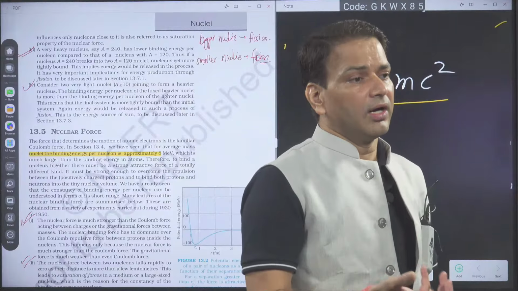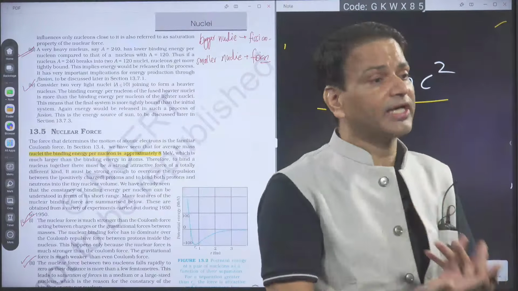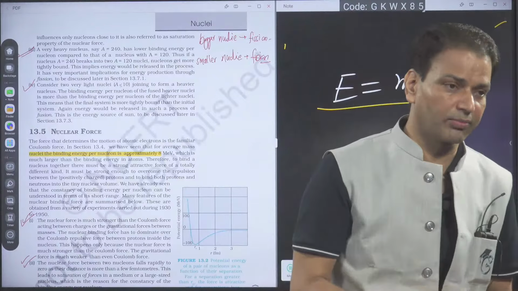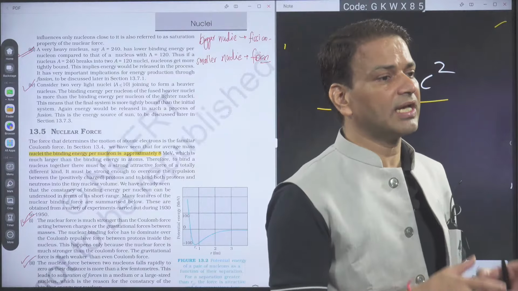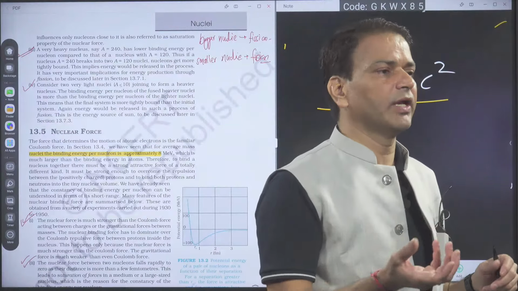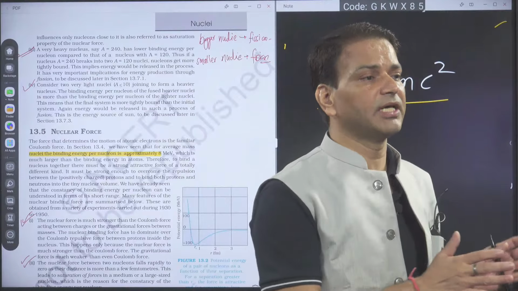Okay. Second thing, it is attractive in nature and it is the strongest force in its range. Its range is very small. It acts in the order of a Fermi meter, but in that range it is the strongest force. But when the distance is more, then what will happen? This force will be negligible. But in the range of a Fermi meter, this will be the strongest force.